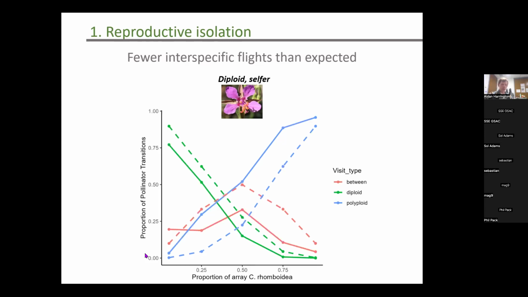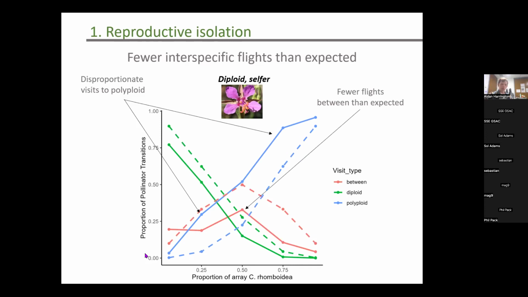So the first thing to notice here is that there are disproportionate visits to the polyploid throughout the different arrays of different frequencies. So even as rhomboidea frequency increases, the bees consistently stay visiting rhomboidea, the polyploid. And then the other key thing here is if you look at the red line, there are fewer transitions, fewer flights between the two species than expected under density-dependent mating.